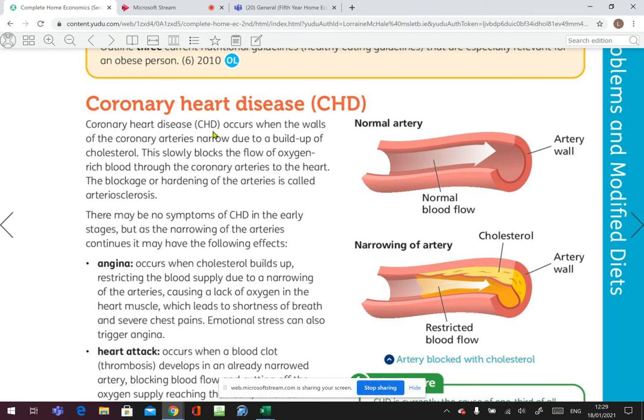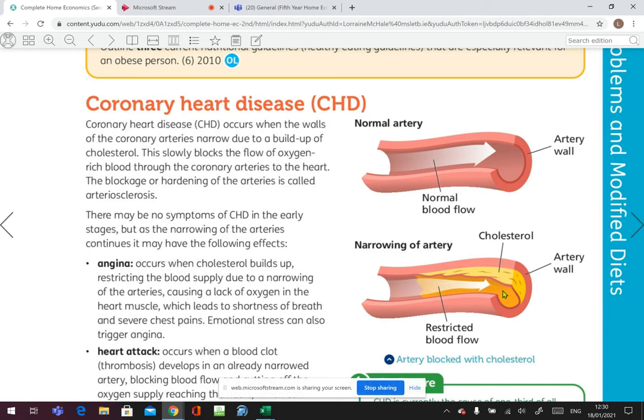It occurs when the walls of the coronary arteries, which are around your heart, narrow due to a buildup of cholesterol. So here's a normal artery, normal blood flow. The artery is quite thick walled because of the pressure of blood going around the body. And here, this is somebody suffering from CHD. You can see this waxy yellow cholesterol substance building up, and it narrows the space within the artery that blood can flow through. And that can lead to lots of different things that we look at under this heading. Okay, so that's what coronary heart disease is, where cholesterol builds up within.